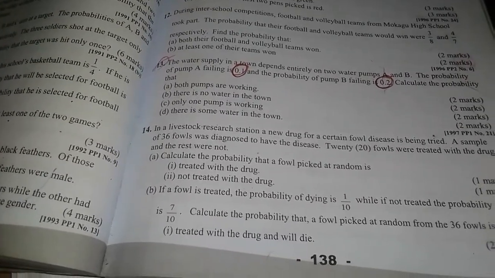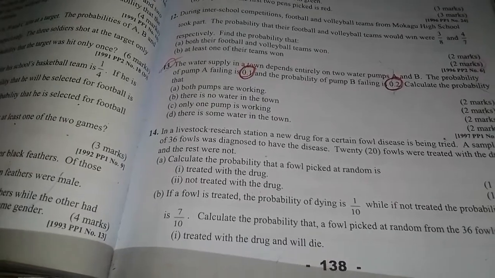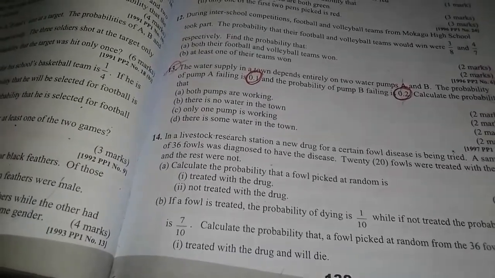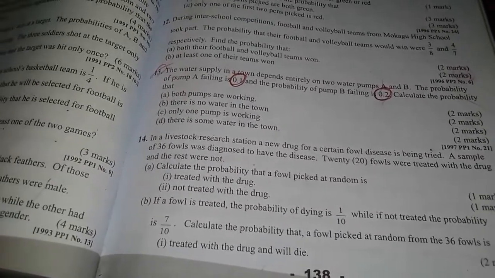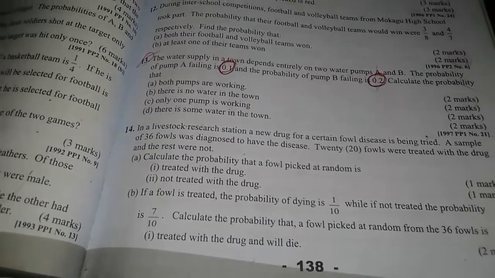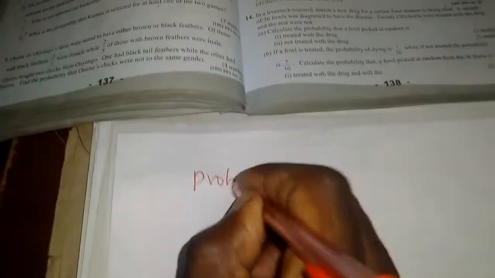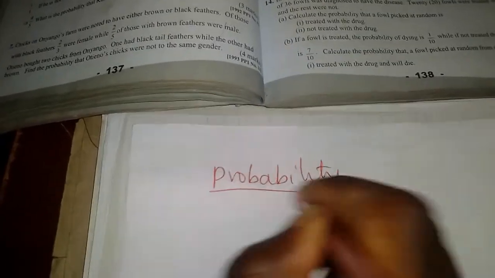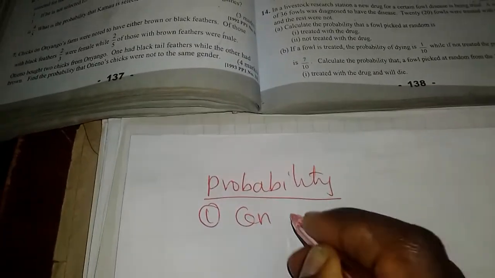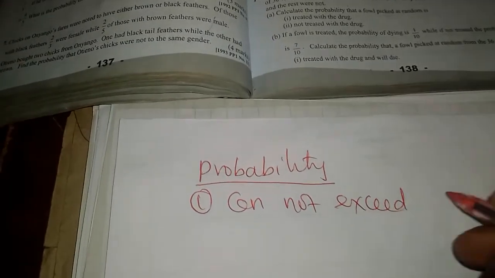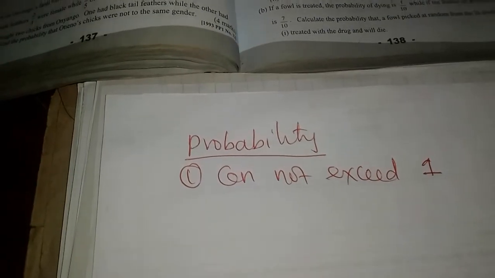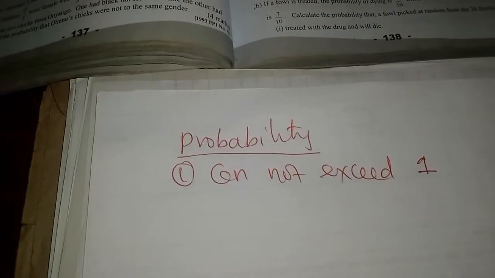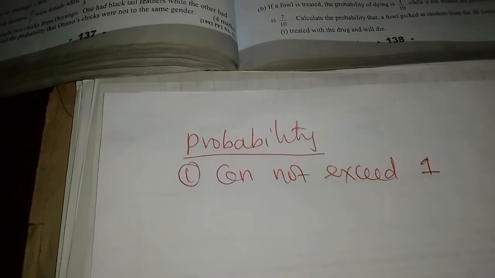So having a look at this question, you can clearly understand that this question has to borrow some knowledge from what you got introduced to as probability. So it has to apply a concept that gets referred to as probability. If you have to understand this better, with probability, you have to note the following. Number one, a chance of an event occurring cannot exceed one.